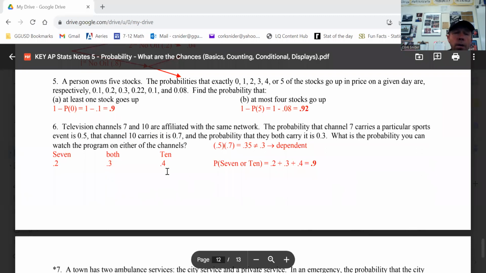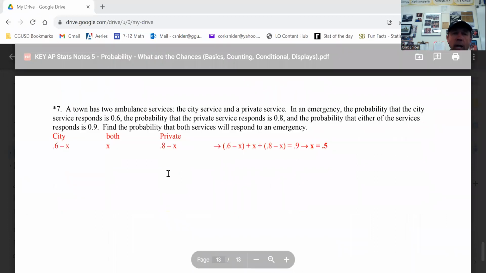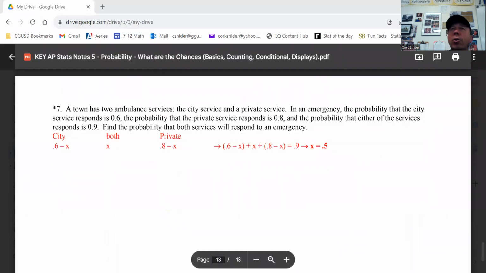Okay. Number 7, this is our last one. This is a little trickier. This is a Venn diagram problem. We haven't done this a whole lot. A town has 2 ambulance services, okay? In an emergency, the probability that the city responds is 60%. The probability that the private service responds is 80%. And the probability that either of the services responds is 90%.